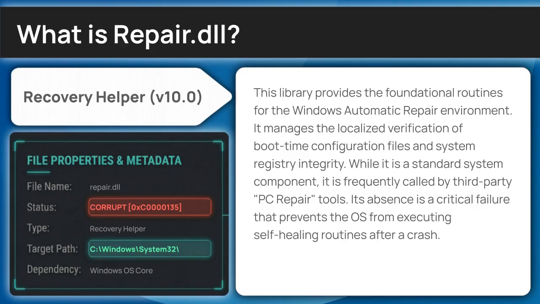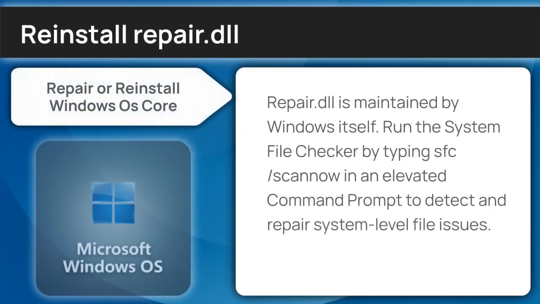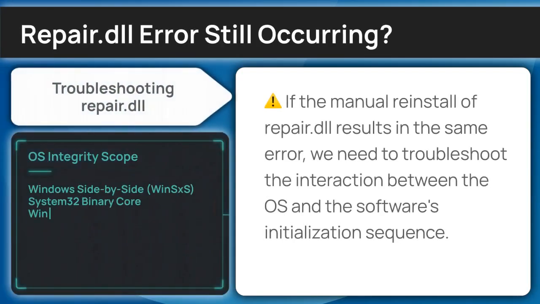Enough of the technical side. Let's get these files back onto your system. Repair is maintained by Windows itself. Run the system file checker by typing sfc /scannow in an elevated command prompt to detect and repair system-level file issues. If that initial setup didn't clear the pop-up, let's examine the specific initialization sequence assigned to your applications directory.